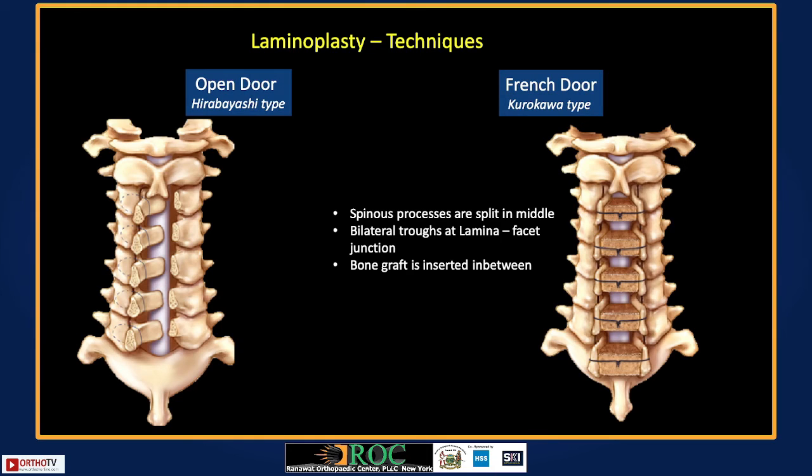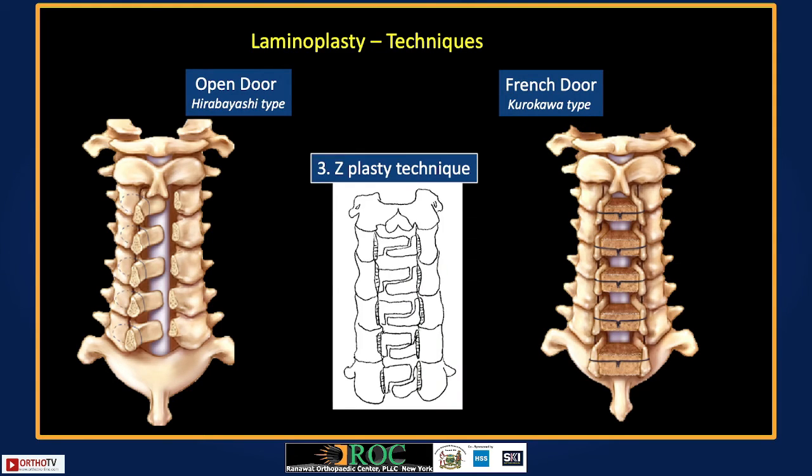The French door is again more technically demanding than the open door, where we split the spinous process in the middle and open it up. Again, on both sides you create a trough, which is only on the superficial cortex at the junction of the facet and the lamina, and you open up the spinous process and insert a graft. So this basically expands the central canal. However, the lateral recess remains untackled, and hence these cases are not an ideal indication where the patient has radicular symptoms or nerve root deficits. And probably you need to look at other options. So these are the two basic types.